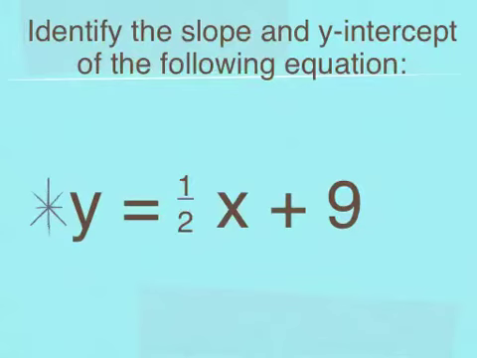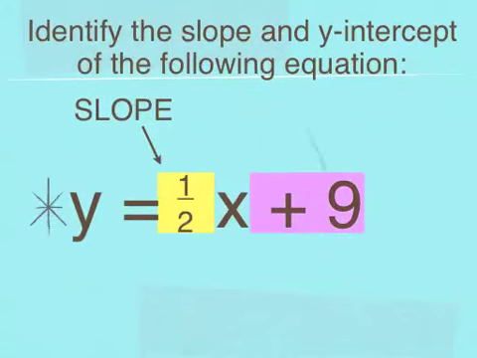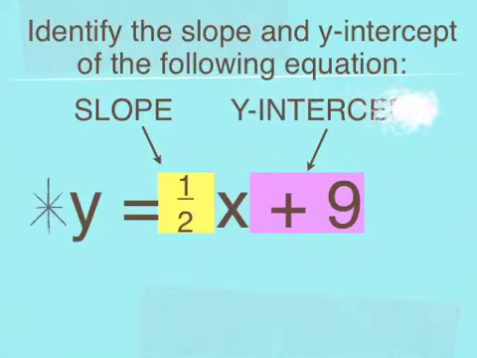The next equation is y equals 1/2 x plus 9. The slope in this case is 1/2, and the y-intercept is a positive 9. Notice that when I am saying the slope, I am not including x with the slope. X is not part of the slope, but x is what is being multiplied by the slope. So we can identify the slope as the number that is being multiplied by x. But x is not an actual part of the slope. It's just the number in front of it.